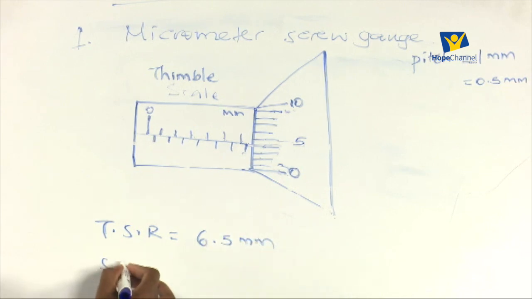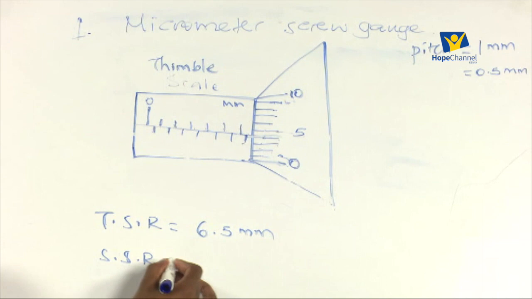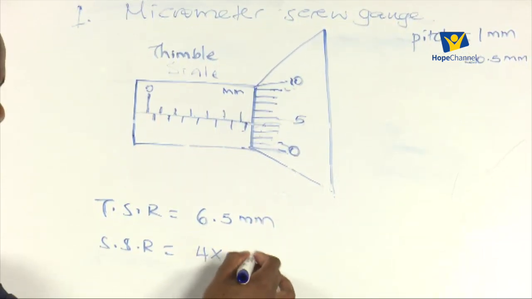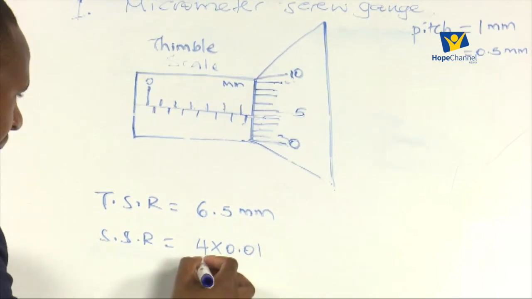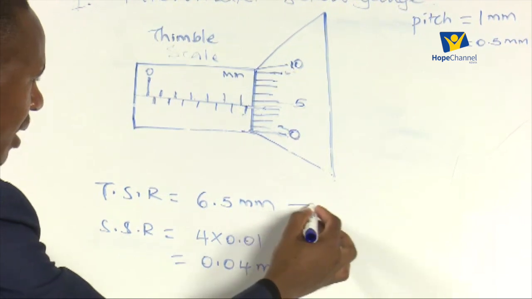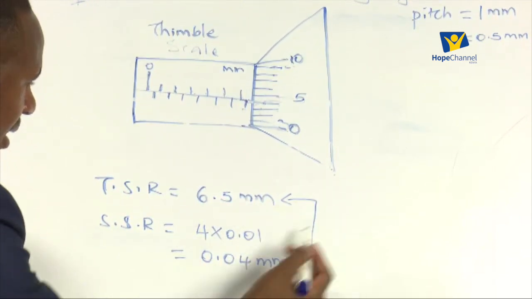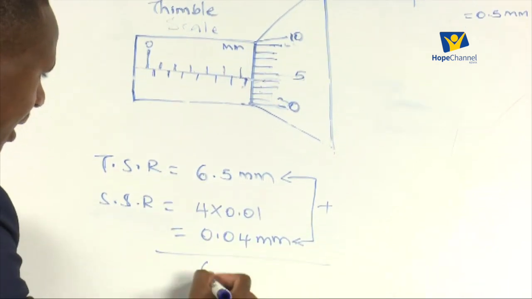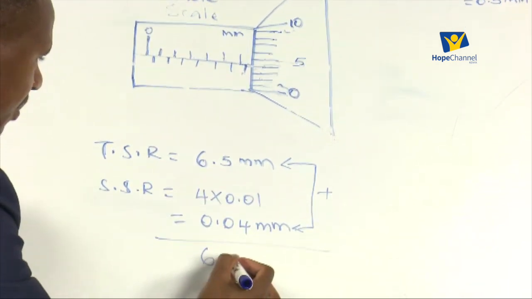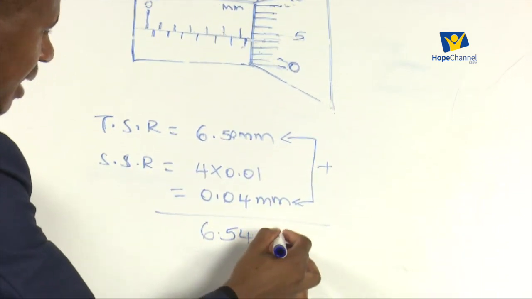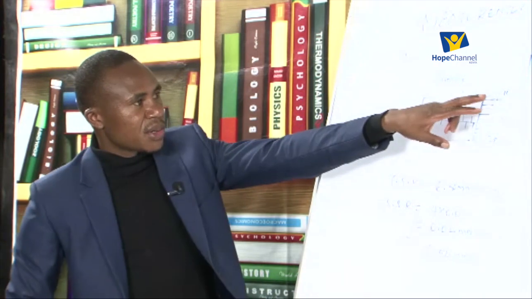Now the sleeve scale reading will remain the same thing. We shall be having the fourth division. So we have 4 times 0.01. This gives us 0.04 millimeters. So the total reading, we sum 6.5 and 0.04. When we sum the two, we shall get 6 plus 0 is 6. 5 plus 0 is 5. Then there is nothing here. We have 0 plus 4 is 4 millimeters. So for this one, the reading is 6.54. This is when we have a pitch of 0.5.